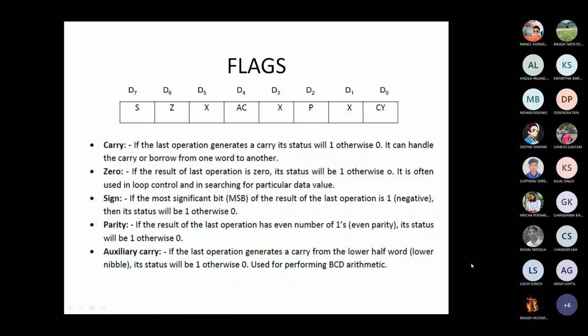Okay, fine enough till now. If the last operation generates a carry from the lower half word, now lower nibble, okay, its status will be 1, otherwise 0. It is used for performing BCD arithmetic. Okay.